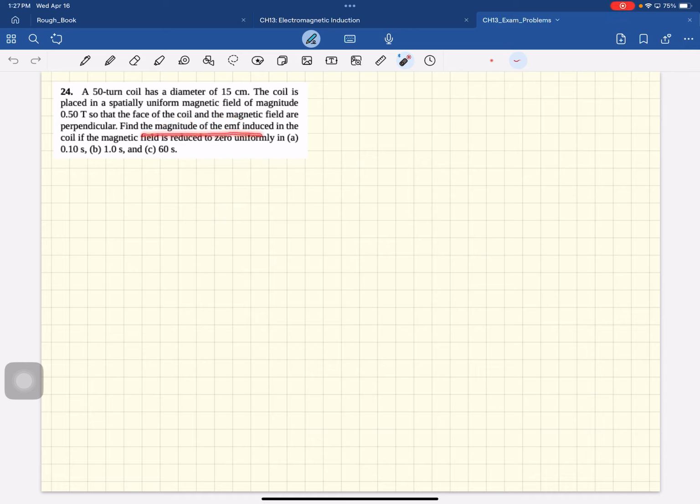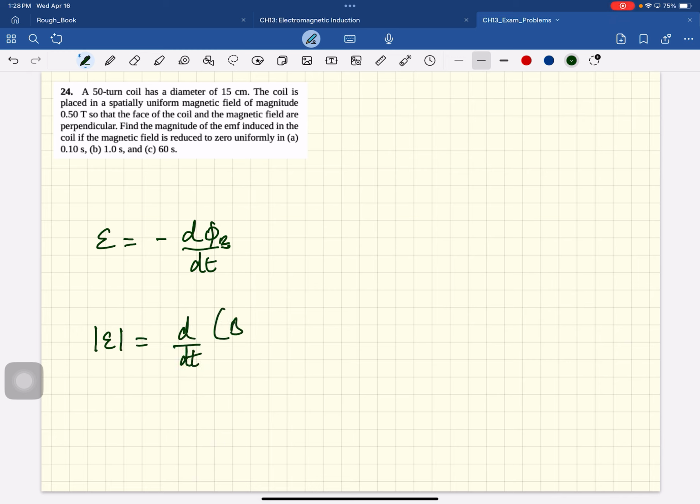Find the magnitude of the EMF induced in the coil if the magnetic field is reduced to 0 uniformly in 0.1 seconds, 1 second, and 60 seconds. Okay. So we saw that Faraday's law says that d phi by dt, the magnetic flux. So the magnitude of the induced EMF is d by dt of B A cosine theta.